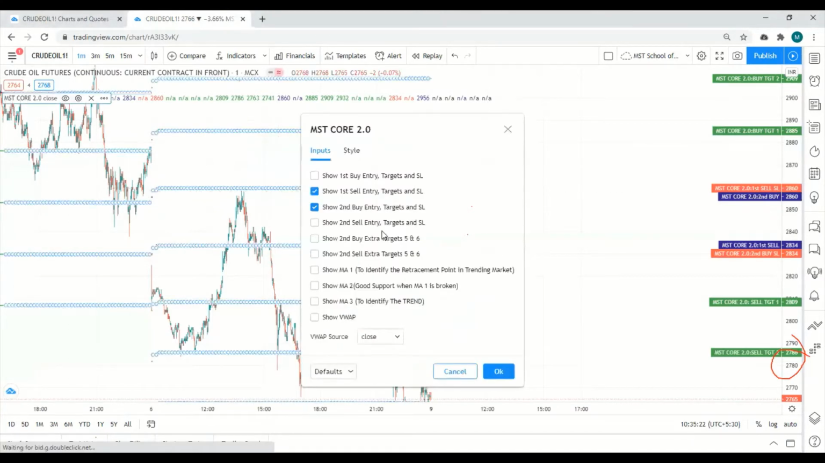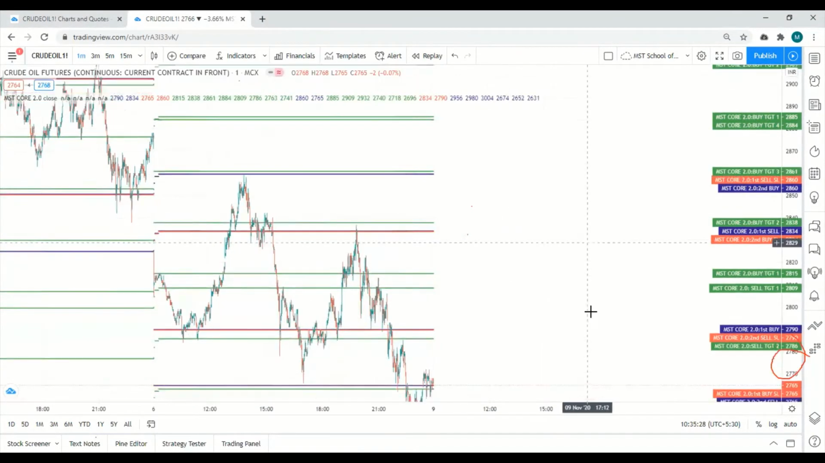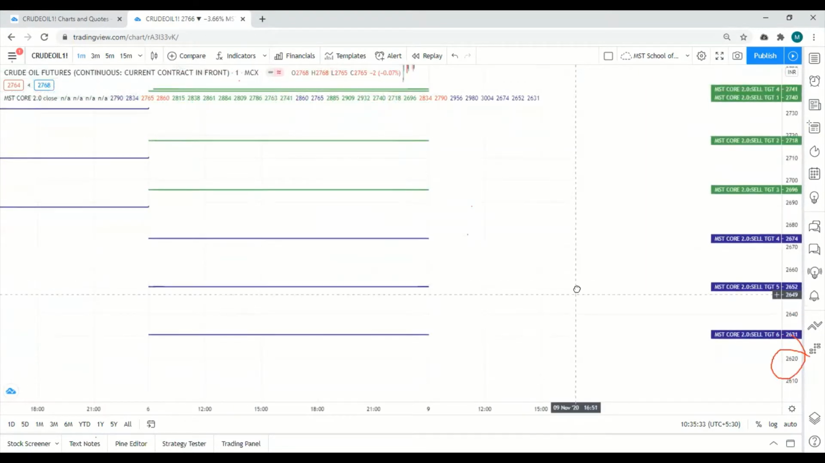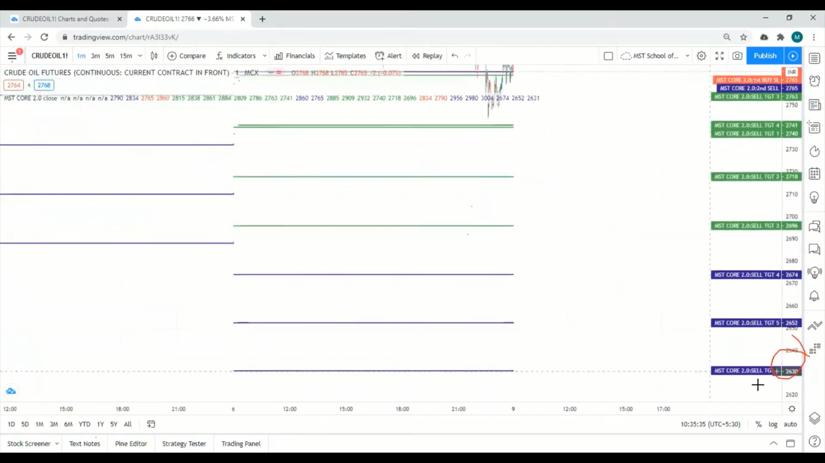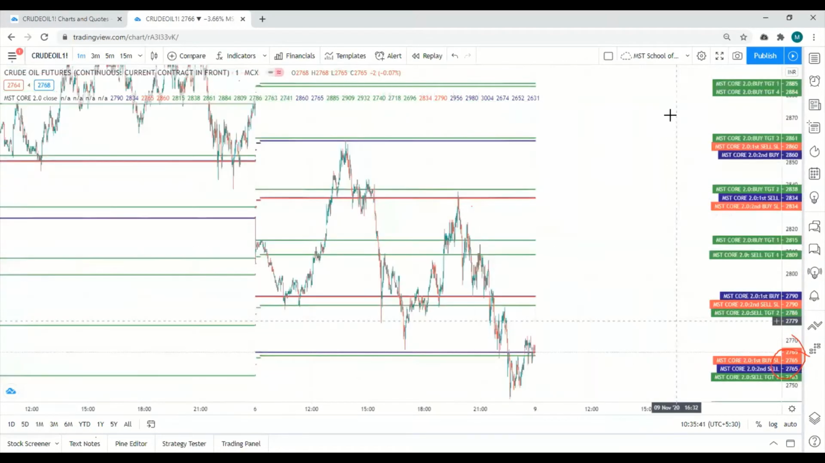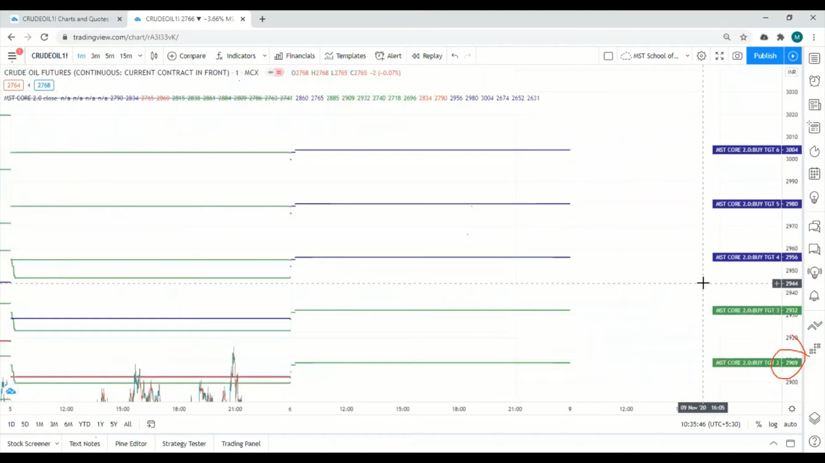And I have given the extra targets, fifth target and sixth target, to know where the market will reach maximum. What is the maximum level of the market? If the market is having more violent movement, yesterday the maximum low would be 2631 and the maximum high will be 3004. So this is the maximum level. It cannot breach this level. In such a way we have made this indicator.